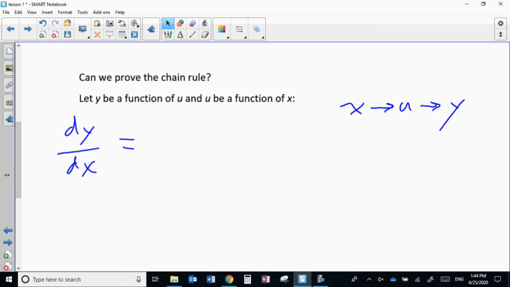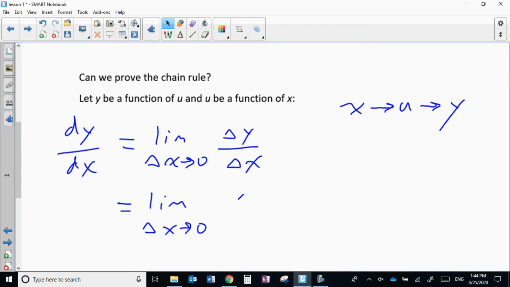A simple way of talking about the derivative, especially when you're dealing in Leibniz notation, is to talk about the limit as delta x approaches 0 of delta y divided by delta x. So that's from the slope formula, change in y over change in x, but the instantaneous rate of change is the limit as our delta x approaches 0. Let's take that and let's multiply it by something. In this case, delta u divided by delta u.